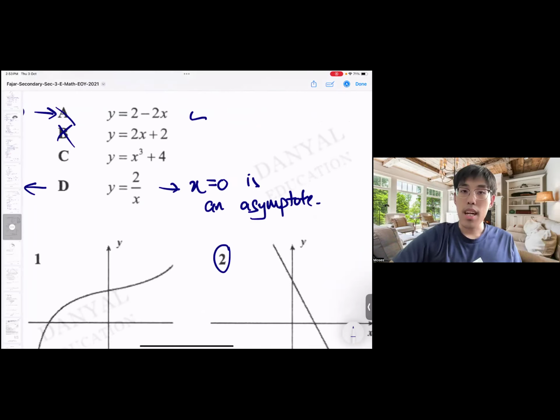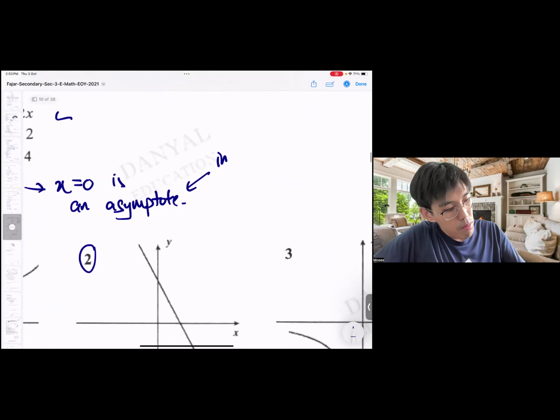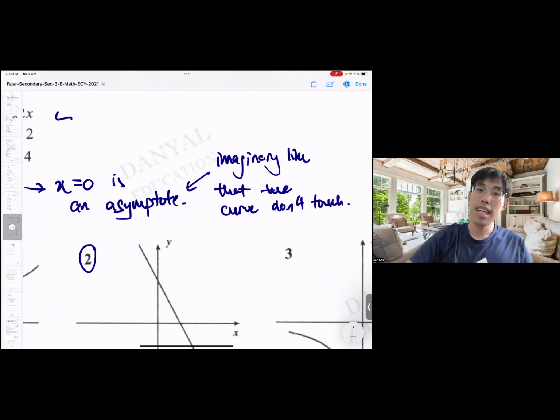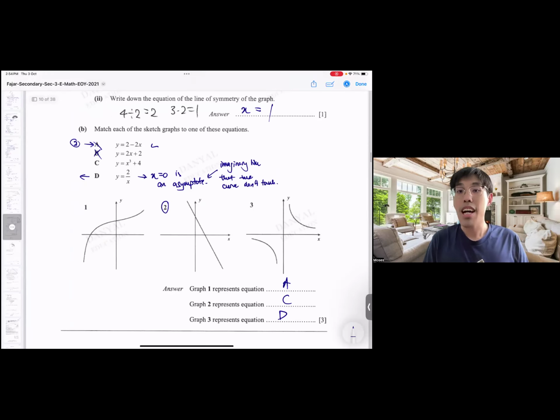What does asymptote mean? Asymptote is an imaginary line that the curve does not touch. This is called an asymptote. It is an imaginary line that the curve does not touch. So you see, in graph 3, it never touched the x-axis, what? It never touched x equals 0, what? Means this one is answer D, no? Smart guess.